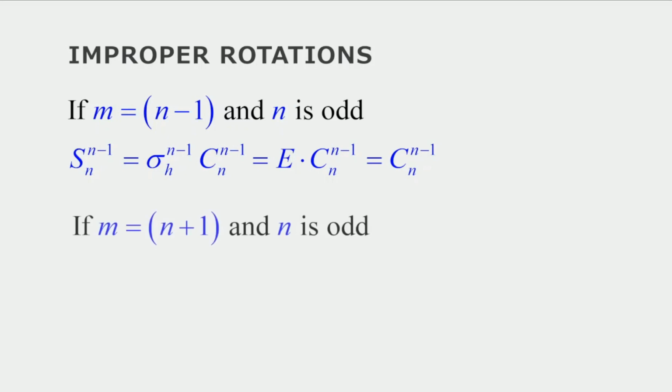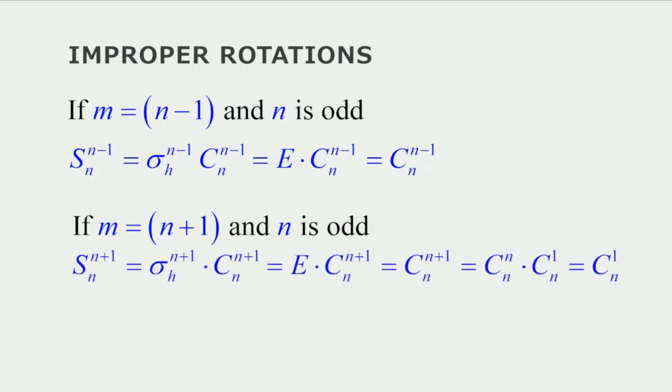Now if m is equal to n plus 1, that means we are considering the n plus 1th improper rotation. In such a case, the improper rotation can be written as Sn to the power n plus 1, which is equal to sigma h to the power n plus 1 multiplied by Cn to the power n plus 1, right? But since n is odd, n plus 1 will again be even, and sigma h to the power n plus 1 will be identity, and Cn to the power n plus 1 can be written as Cn to the power n into Cn to the power 1, which is equal to Cn to the power 1.